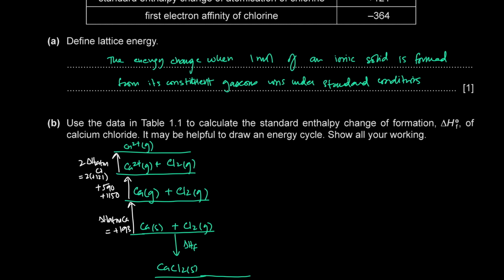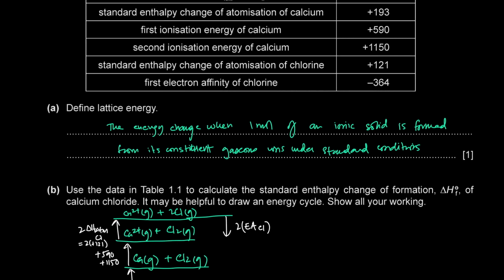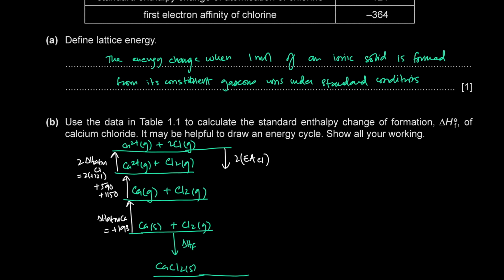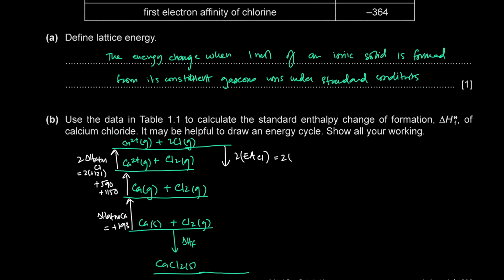We have the gaseous calcium ions, and now we have 2 moles of gaseous chlorine atoms. Then we're going to form 2 moles of gaseous chloride ions. That will be the electron affinity of chlorine, and again it will be 2 times the electron affinity because we have 2 moles of chloride ions forming. The first electron affinity is exothermic, so that's negative 364, so 2 times negative 364. Again, exothermic, so we use a downward arrow. And now we have our gaseous ions.